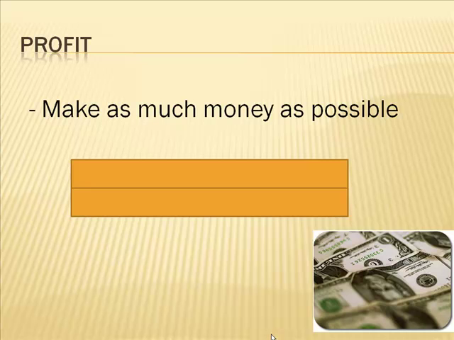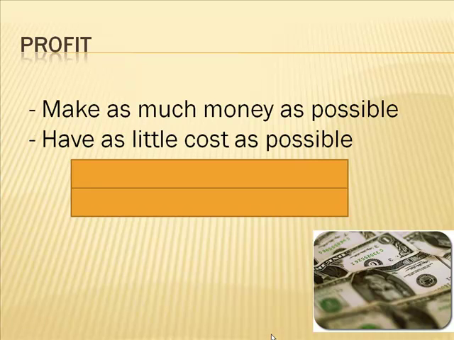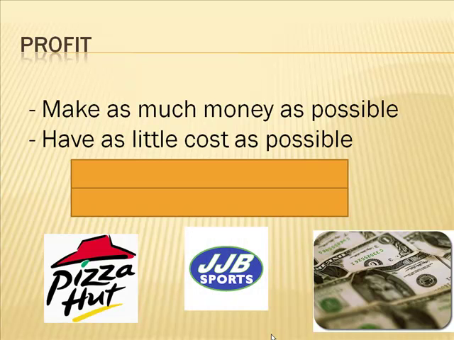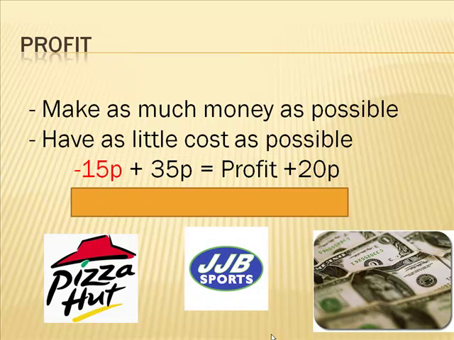Profit is all about making as much money as possible. So the more money we make, the more happy we are. So that could be an objective or an aim for a business. To make more money, what you could do is have as little cost as possible. So in this first example, you can see here that a cost is 15p. So it costs you 15p to make something, and you receive 35p back for selling it.